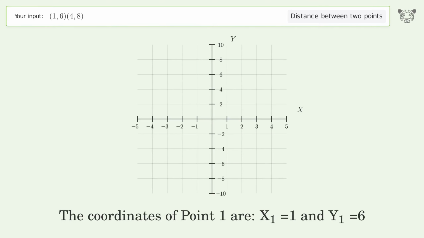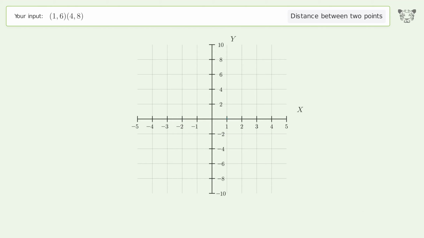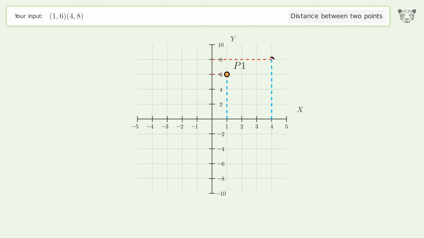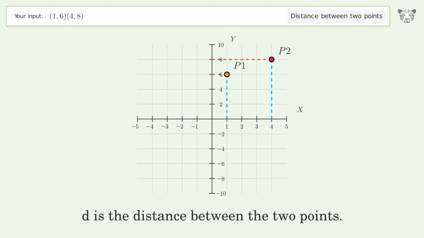The coordinates of point 1 are, x1 equals 1 and y1 equals 6. The coordinates of point 2 are, x2 equals 4 and y2 equals 8. D is the distance between the 2 points.